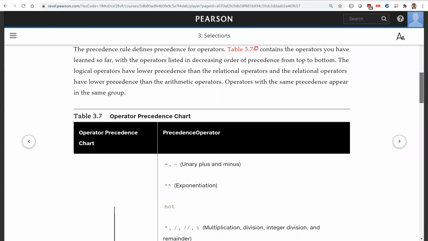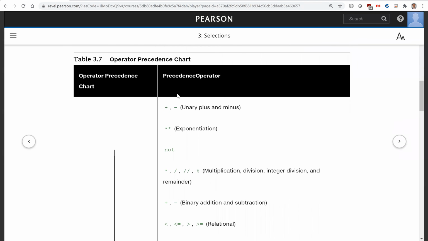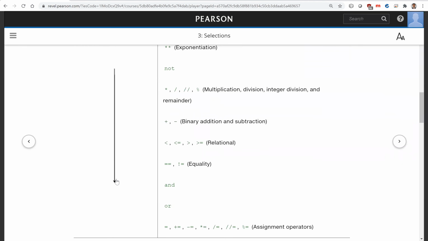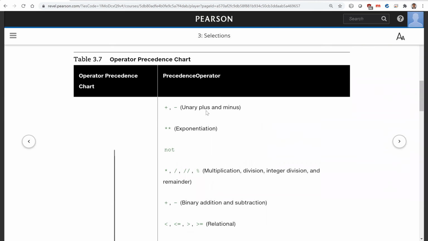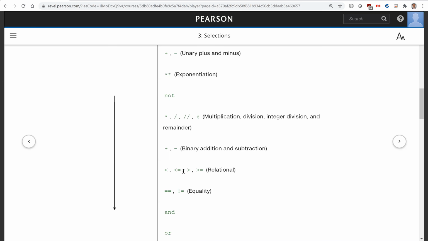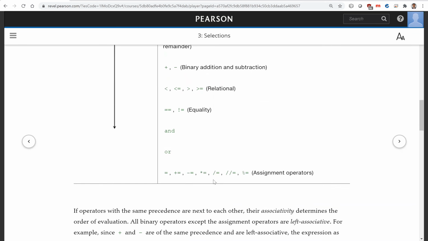So this is the operator precedence chart. The order of execution is in this order here. First is the unary plus and minus, and then the exponent operator, and not, multiply, divide, integer division, and the remainder operator, and the binary addition, subtraction, relational operators, equality checking, equal, not equal, and, or, and these are the assignment operators.